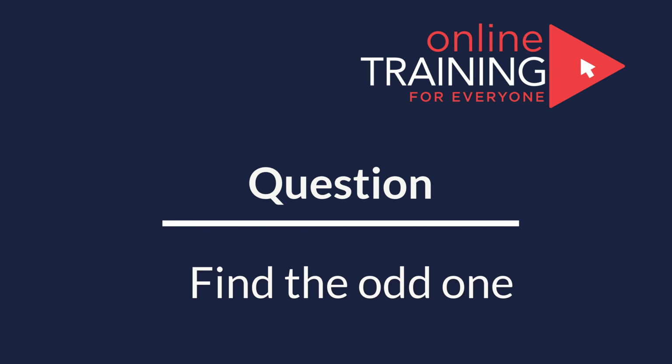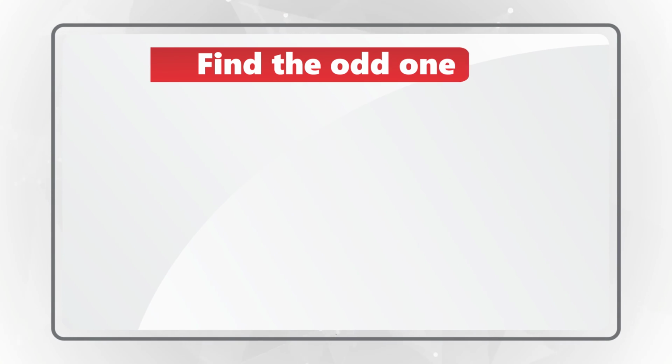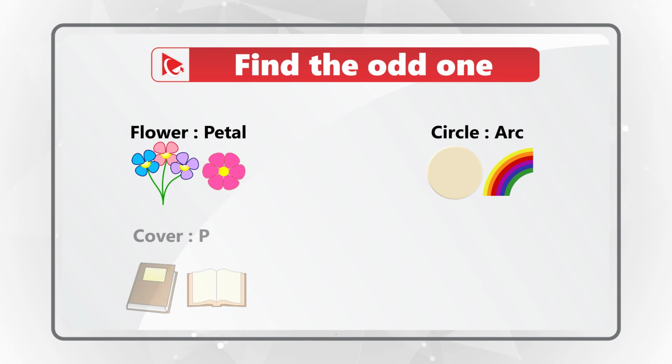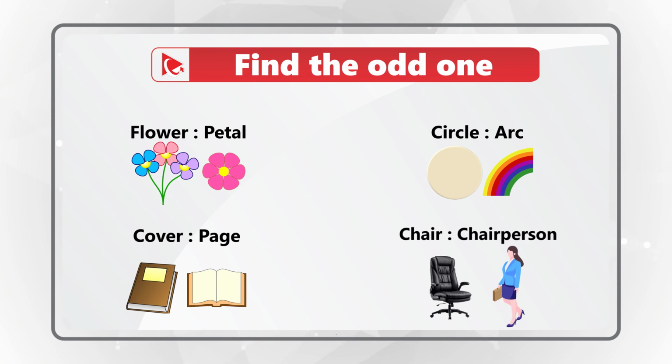Here's an amazing question where you are presented with 4 word pairs, and you need to find the item that does not belong to the group. The first pair is flower and petal. The second pair is circle and arc. The third pair is cover and page. And last but not the least, the 4th pair is chair and chairperson.